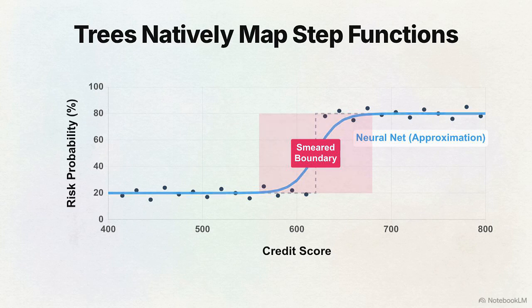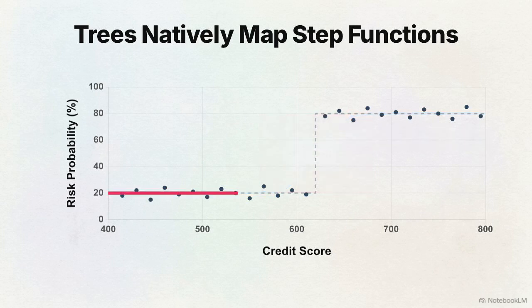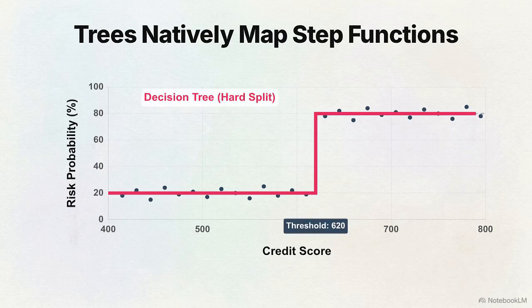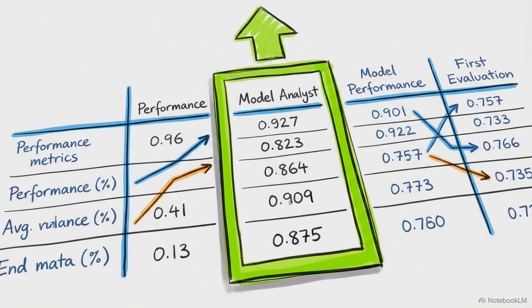A decision tree natively maps this exact structure. It expresses the sudden jump in risk using a single, hard split along the axis, learned from whatever data sits right on that boundary. We can observe this architectural advantage directly by measuring default baseline performance on standard datasets.